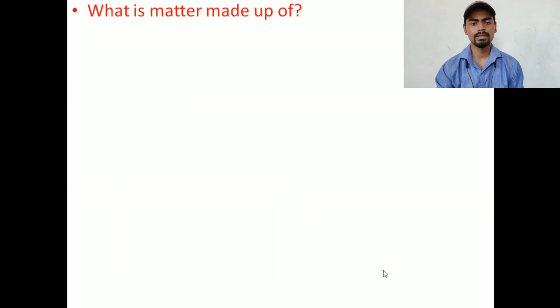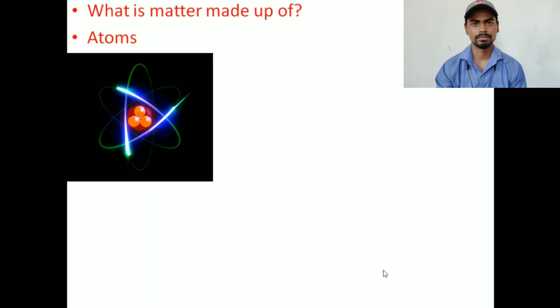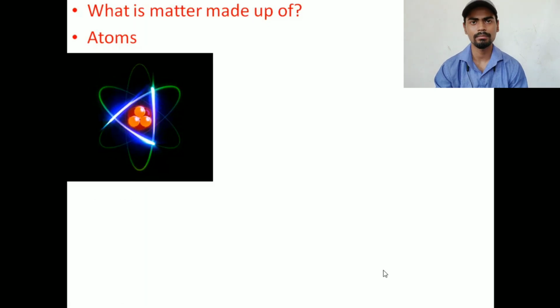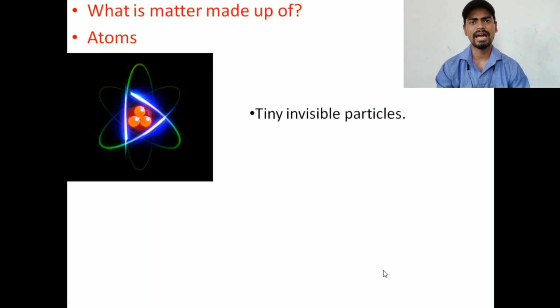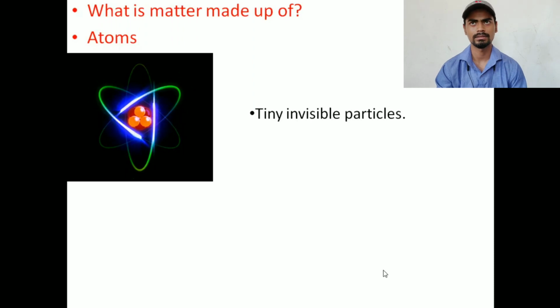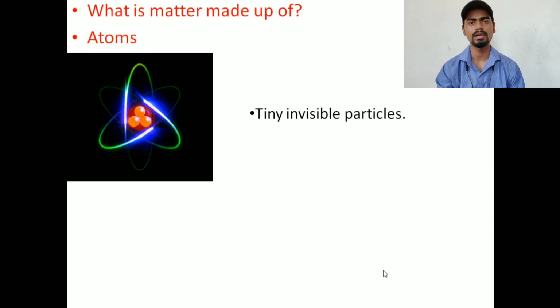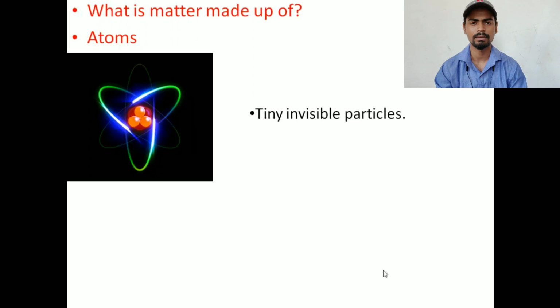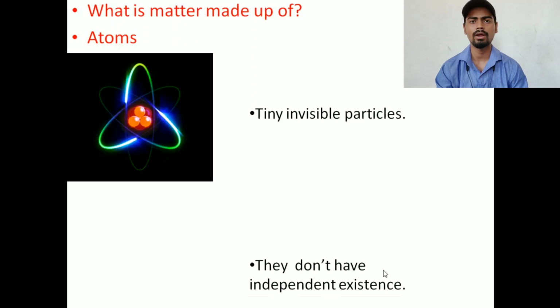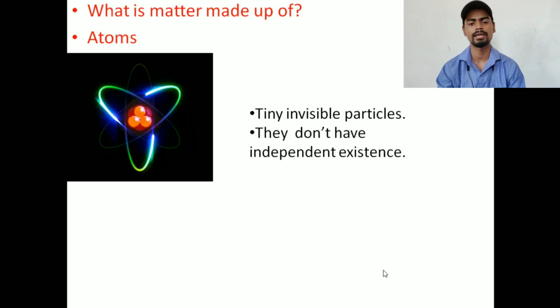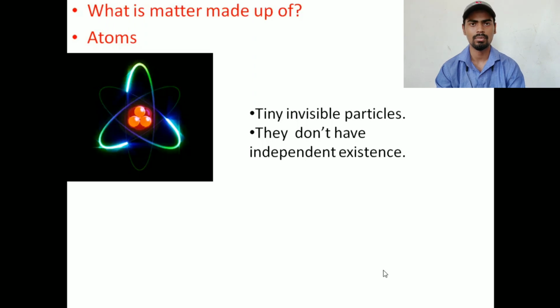Now the last topic: what is matter made up of? Matter is made up of atoms. So what is an atom? An atom is a tiny invisible particle. An atom cannot exist independently. That is the second and most important thing.